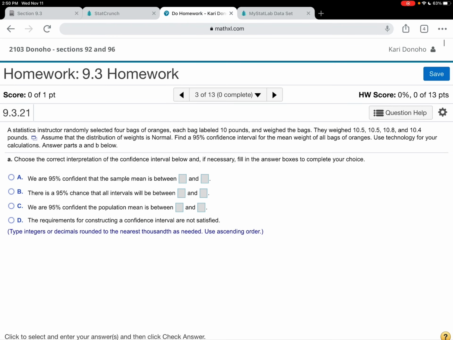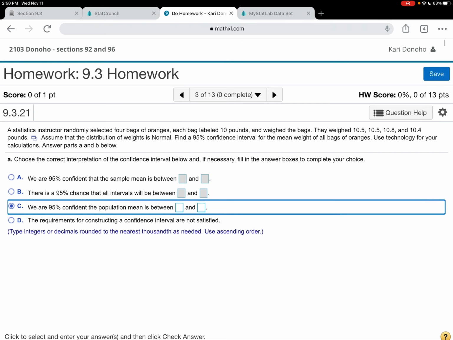10.274 for the bottom one. We are 95% confident, that's how we say this, but not about the sample. We aren't confident in the sample. We know exactly what happened in the sample. We were talking about a population. That's what we always want to talk about.